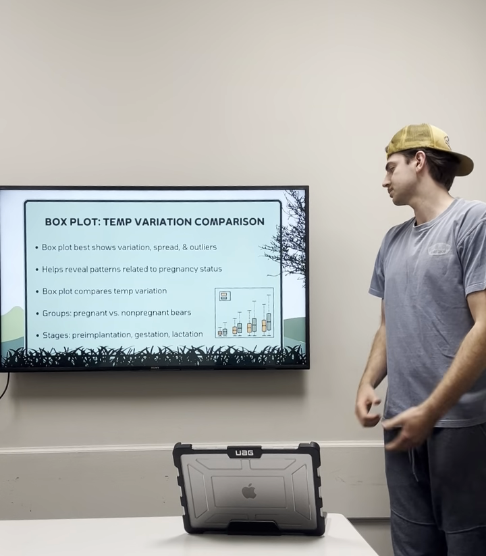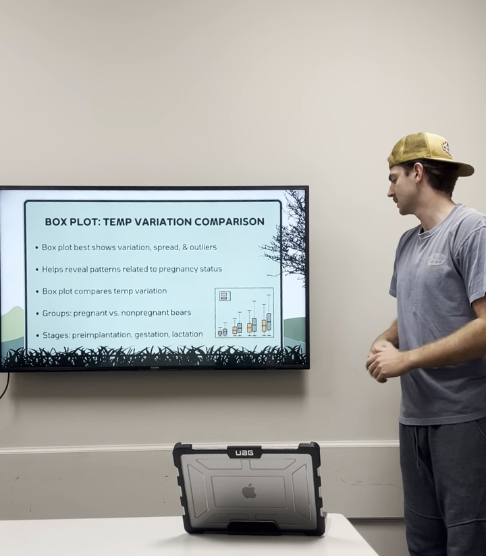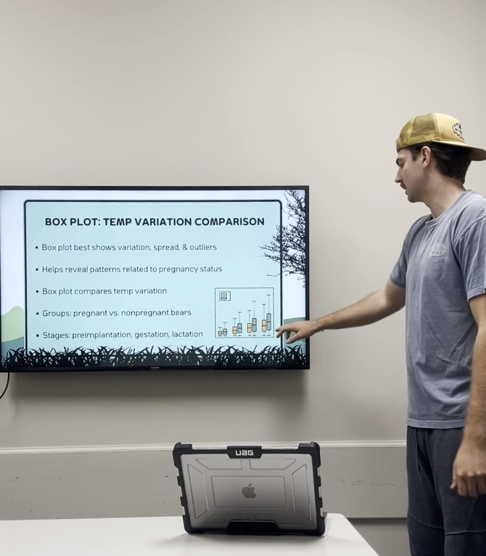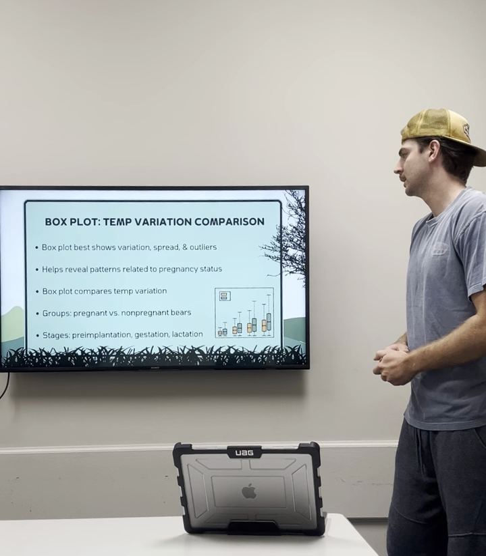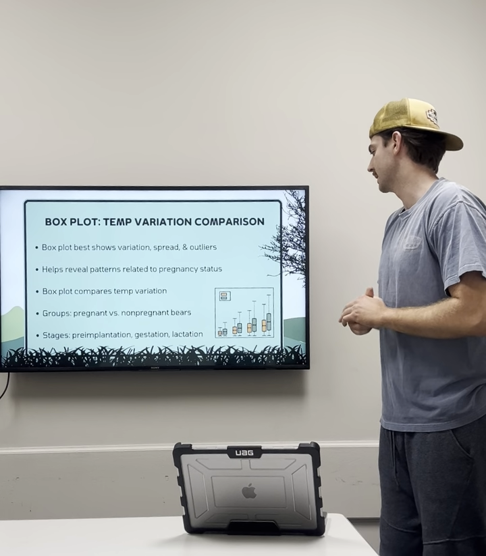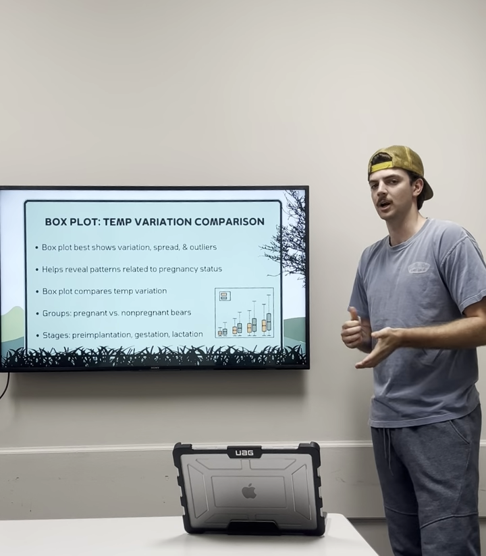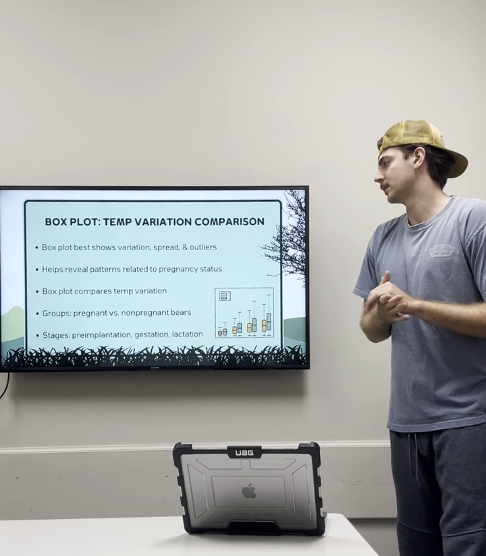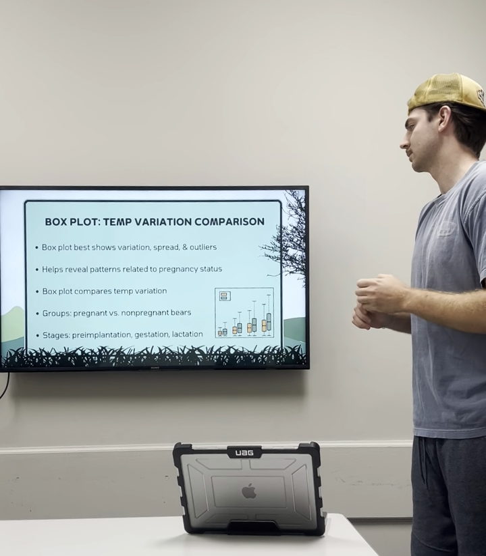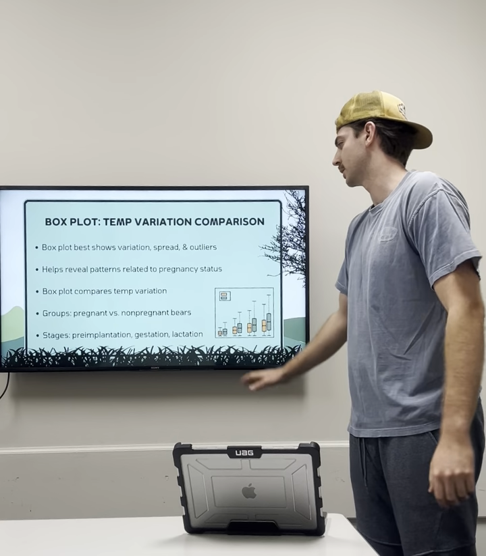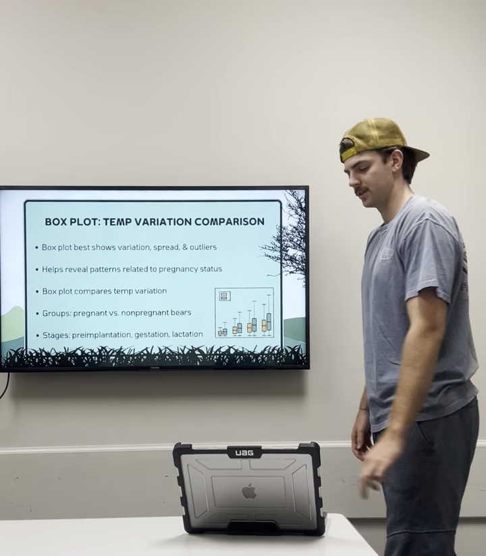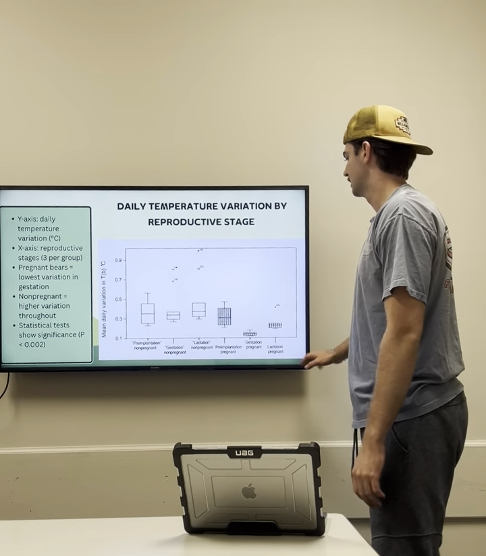So the figure uses a box plot, which is useful because you can see the outliers and the main middle point of the data, the middle line being the median. The box plot helps to reveal the patterns related to the pregnancy status of the bears, and in the figure they group pregnant and non-pregnant bears, and they also group them by stages: pre-implantation, gestation, and lactation. So you can compare on the box plot, which here it is, Figure 3.